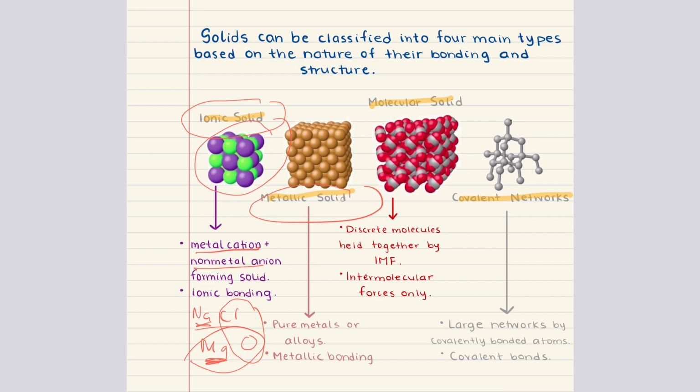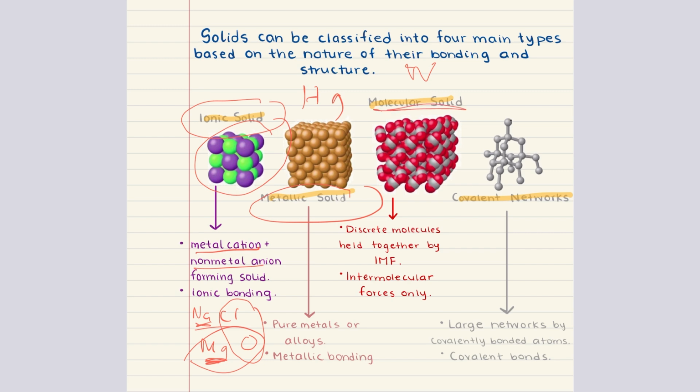This delocalization is also responsible for the high electrical and thermal conductivity of metals, as well as their malleability and ductility. Since metallic bonds vary in strength depending on the metal, the melting points of metallic solids can actually range from low to high. For example, mercury is a liquid at room temperature, while tungsten is a solid, and it has one of the highest melting points of any element.